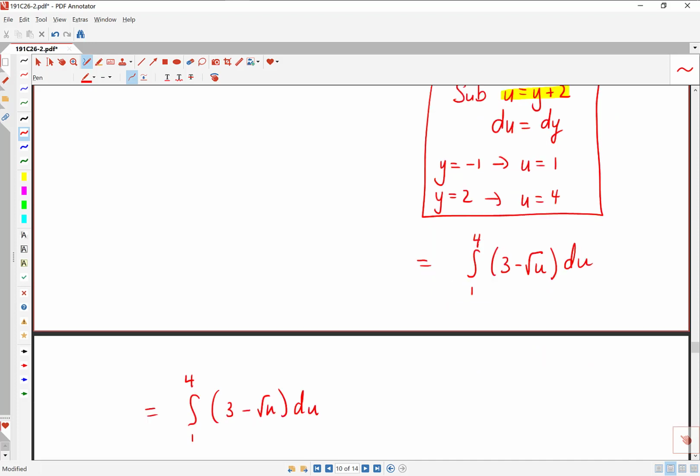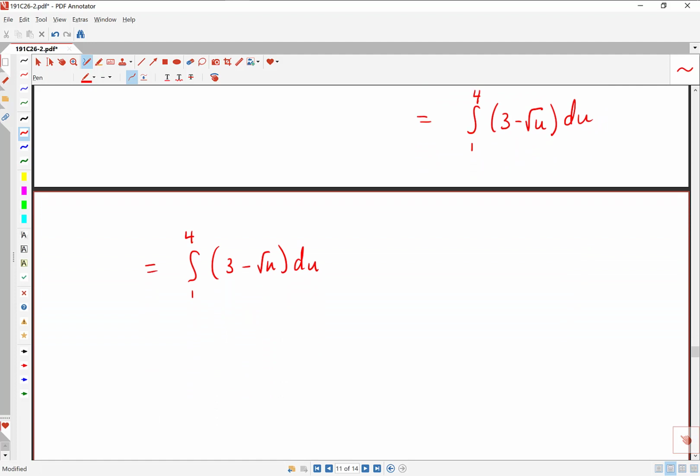Okay, so just continuing on a new page here, we've got this integral from 1 to 4 of 3 minus root u, integrating with respect to u. So let's do our integration. We'd have 3u. This root u, you can think of that as u to the 1/2 if that makes it easier for you to do your integration. So when you integrate, it's going to be u to the 3/2 times 2/3. And then we'll just evaluate at our u values, which are 4 and 1.